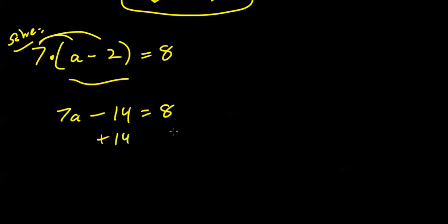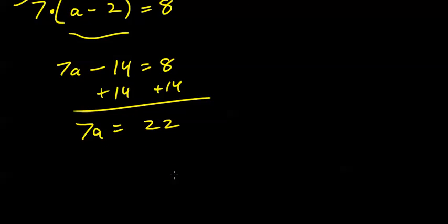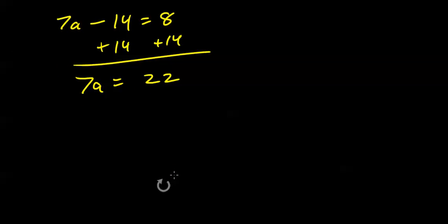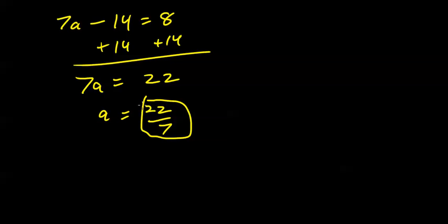If I now add 14 to both sides, I get 7a equals 22. 14 plus 8 is 22. And a equals 22 over 7. Now, 22 is not a multiple of 7. 7 is prime, and 22 contains no multiples of 7. So I'll leave my answer just like this, reduced.